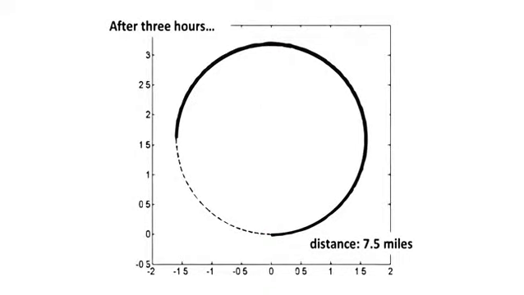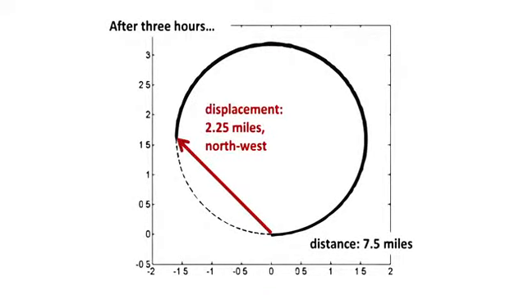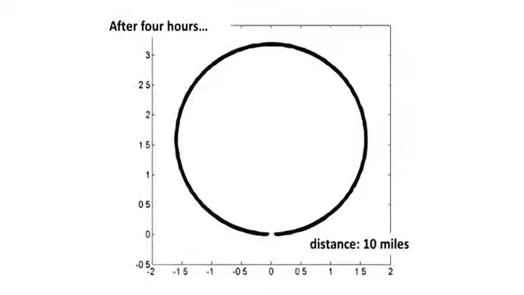After 3 hours, we've travelled 7.5 miles, 3/4 of the way round our circle. Now our displacement has decreased back to 2.25 miles and is in the direction northwest. Finally, after 4 hours, we've travelled all the way around the circle. Our distance is 10 miles, but our displacement is 0.